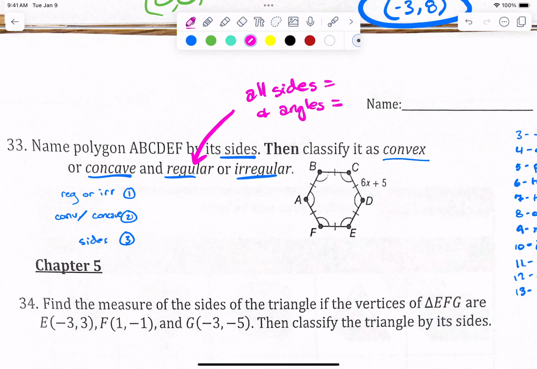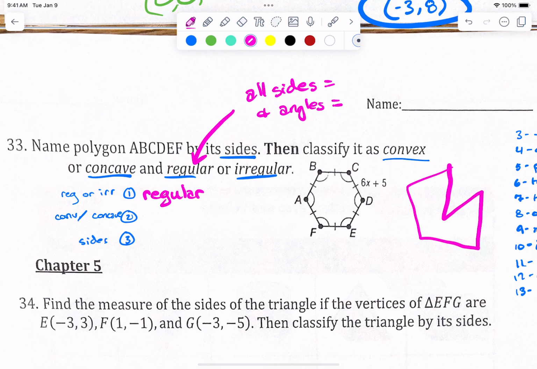Yes, so this guy is regular. Okay, now is it convex or concave? Do you know the difference between the two? It is concave if it caves in. So for example, if I had a figure that looked like this, that would be concave. This guy is always going to be convex, unless I give you that figure. Okay, if it's concave, can it be regular?